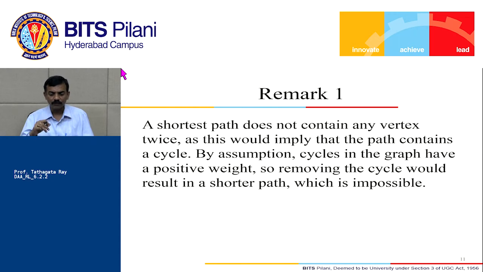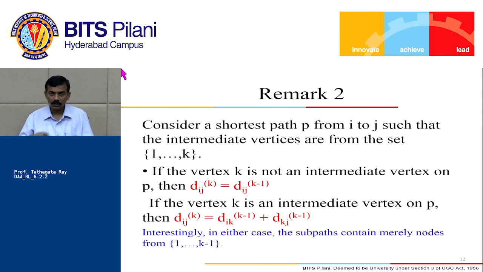By assumption, cycles in the graph have a positive weight. So removing the cycle would result in a shorter path, which is impossible because you are already claiming that you have a shortest path. So you cannot have a cycle in the shortest path. That's the first observation. Now look at the next observation.